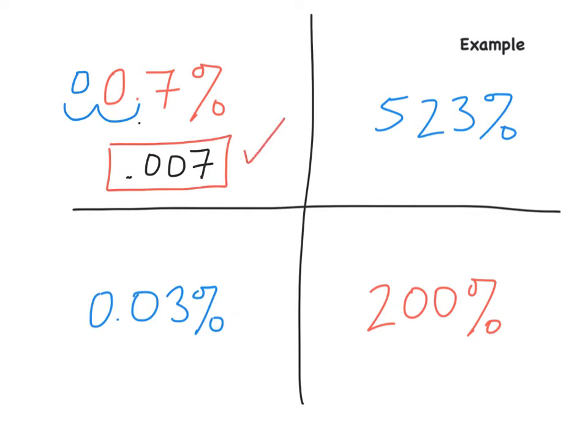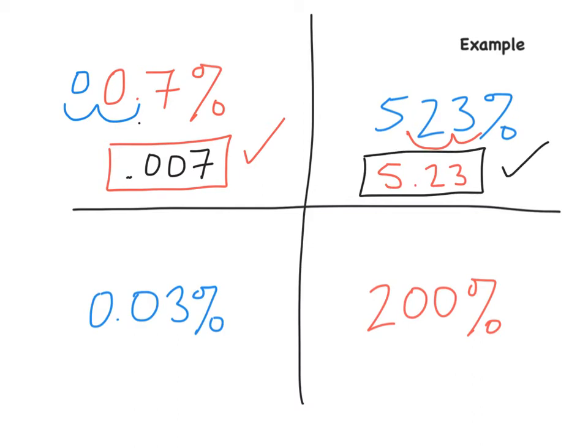Now let's move to the right where we have 523%. Remember, we have our decimal point after the 3. Move it 2 places to the left, right in between the 5 and the 2. So we would have 5.23, or 5 and 23 hundredths.